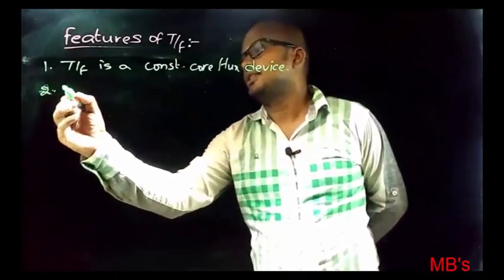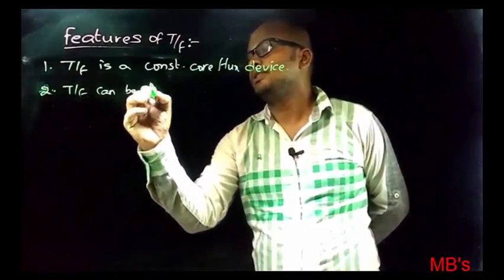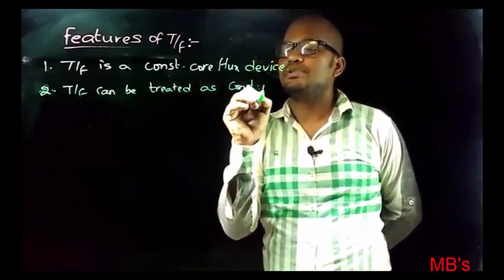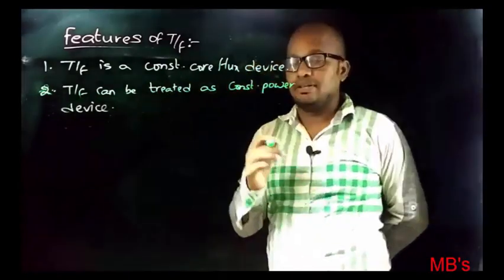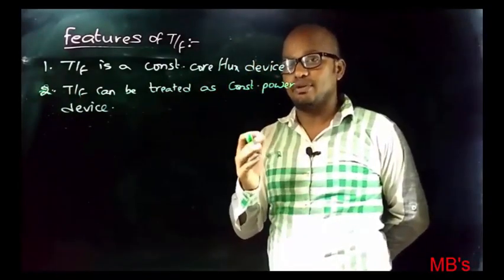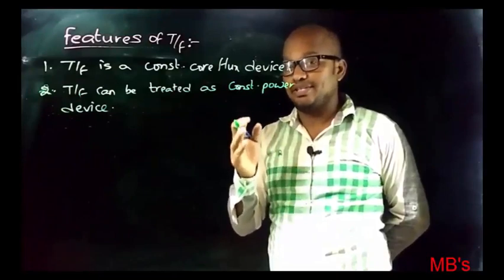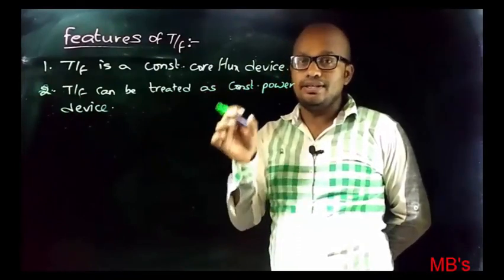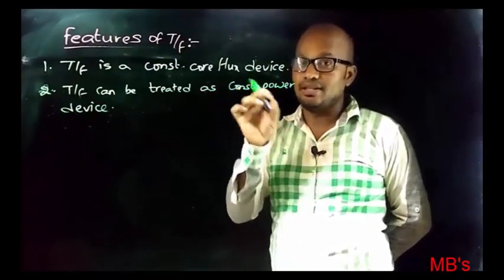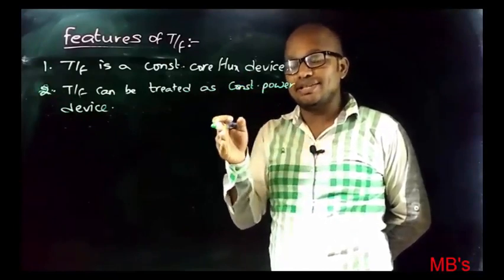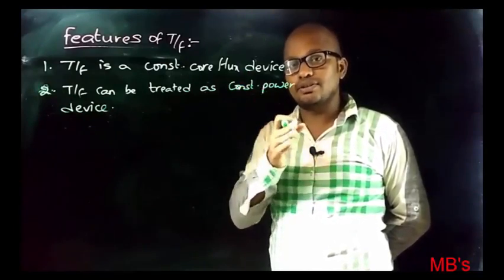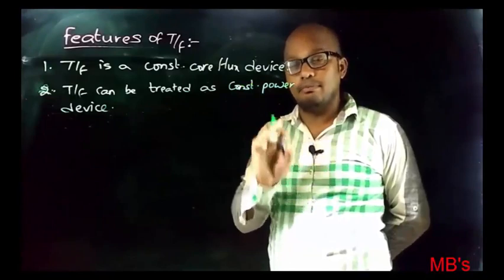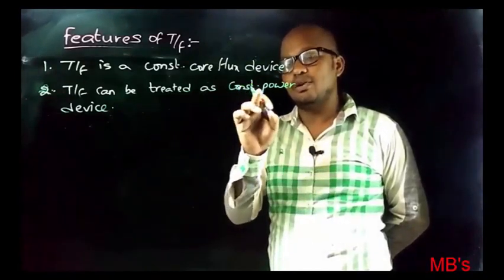And second, transformer can be treated as a constant power device. Earlier in the statement of what is transformer, I mentioned that transformer is a static device which is used for transforming AC electrical power of one circuit into AC electrical power of same frequency in another circuit, which means transformer transforms electrical power from one circuit to another circuit without changing frequency. So in that case only frequency is constant, but here I mentioned that it is a constant power device.